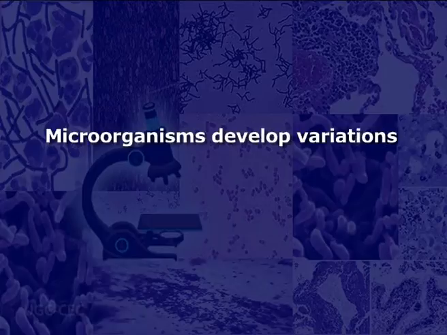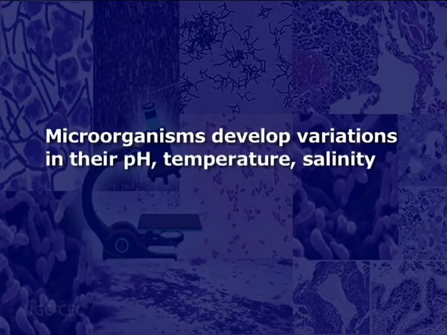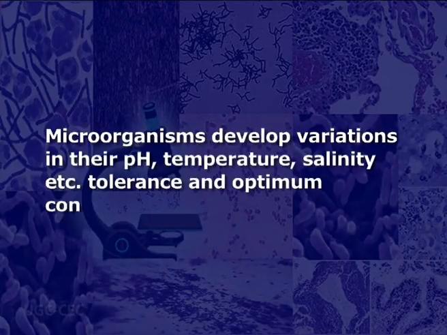Microorganisms develop variations in their pH, temperature, salinity, etc. tolerance and optimum conditions. These variations are mainly due to the adaptability of the organisms and the ecosystem in which they live and do their activity. Due to physiological diversity, we can choose the required strain of the species useful to us. Suppose we want an E. coli which can do best function at acidic pH, we can select the one growing optimally at desired acidic pH.